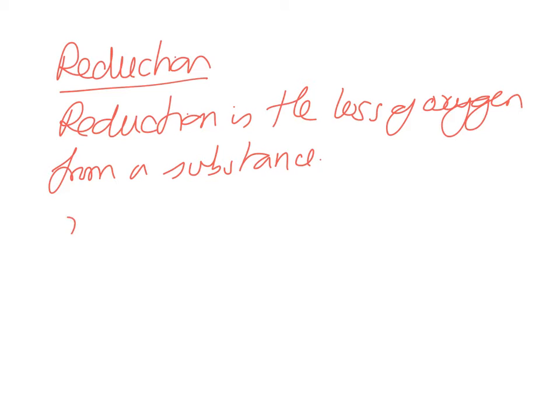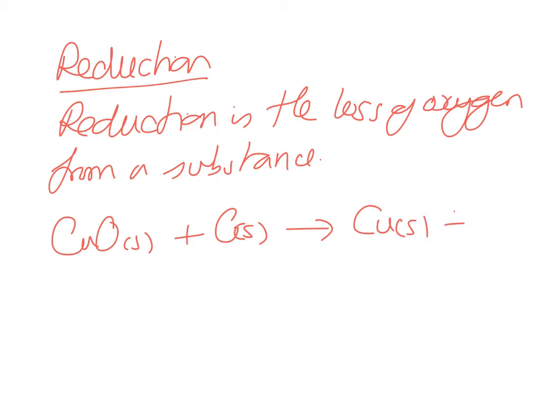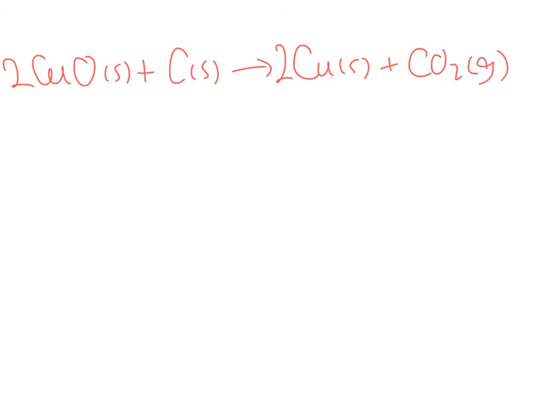So, for example, copper oxide plus carbon gives us copper plus carbon dioxide, and in this case the copper oxide has lost oxygen to become copper, so the copper oxide has been reduced, has undergone reduction.